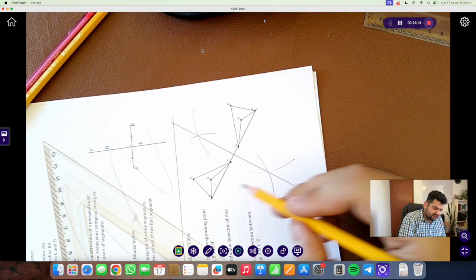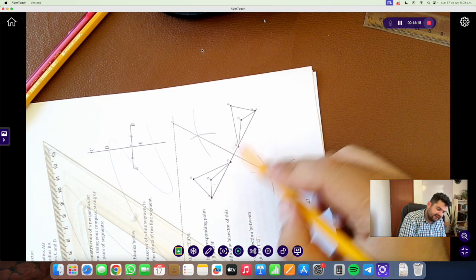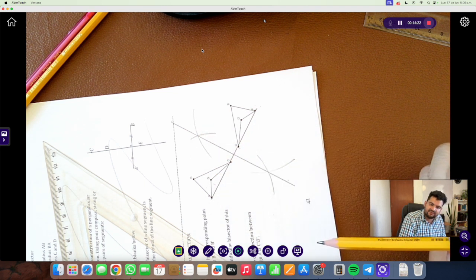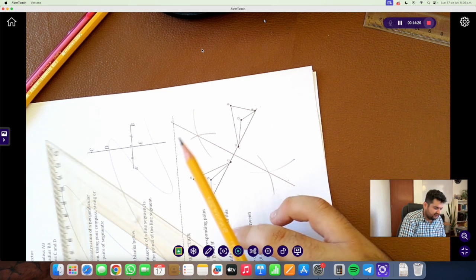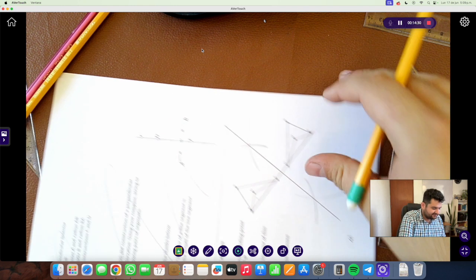So steps: join two corresponding vertices and find the perpendicular bisector to that segment. That is how you find the line of symmetry. That is how you find the line of reflection. That is the line of symmetry.